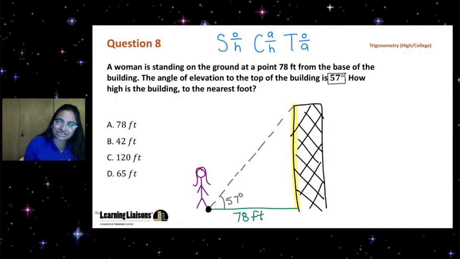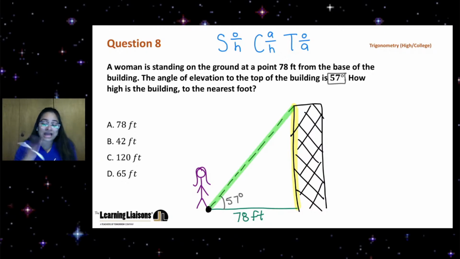I'm not inclined to use the SO and the CA only because they have the hypotenuse. And I know that my hypotenuse is this lovely dashed line. I don't have that information, and I'm not even looking for that information, so I'm not worried about that piece. So I'm not going to use the SO and the CA, which means I'm going to use the TOA. Okay. How do I use the TOA?